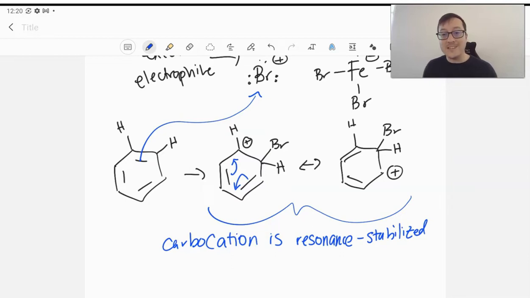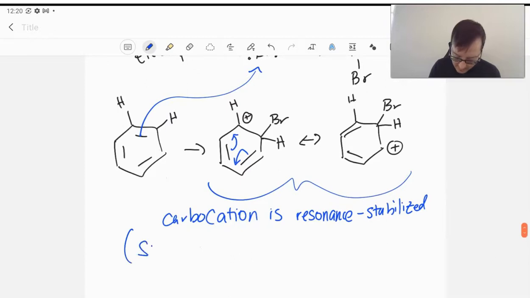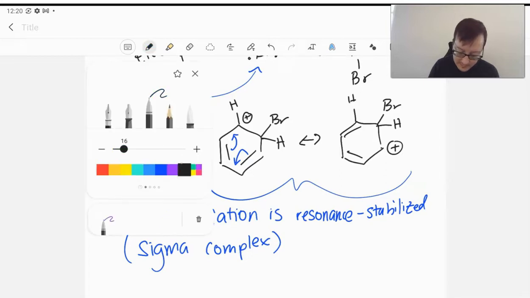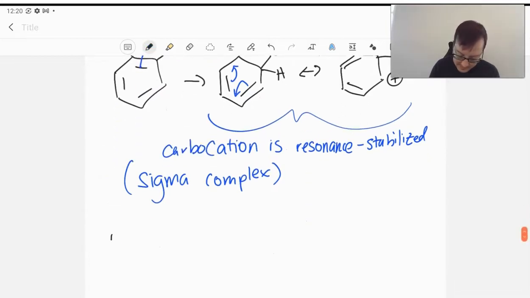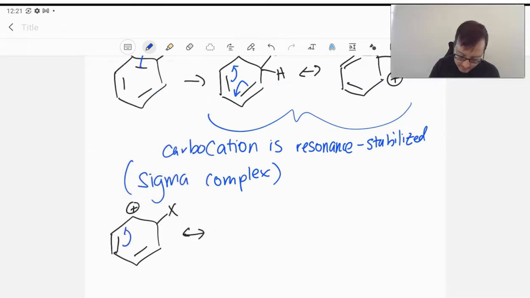We call this resonance stabilization, it's called a sigma complex, where we have this positive ion that's able to float around the benzene. So we have three positions that can be resonance stabilized if we ignore everything else. Remember, if we have our carbocation there, we can resonate it so that it is now on the opposite position.